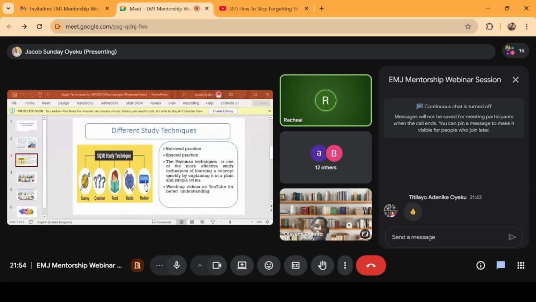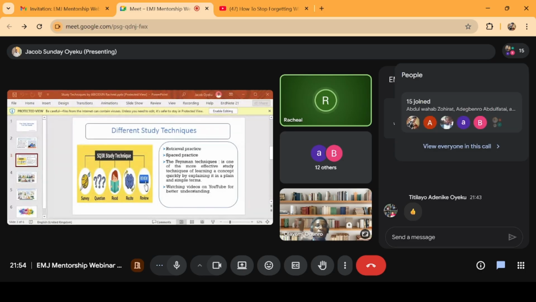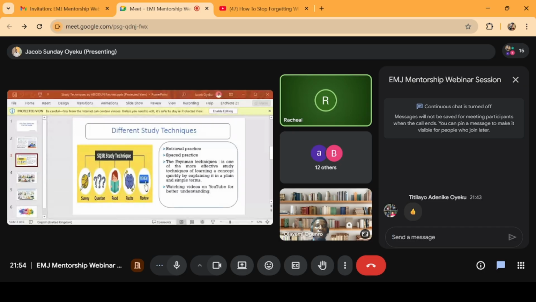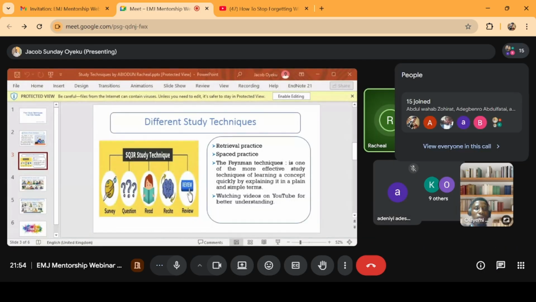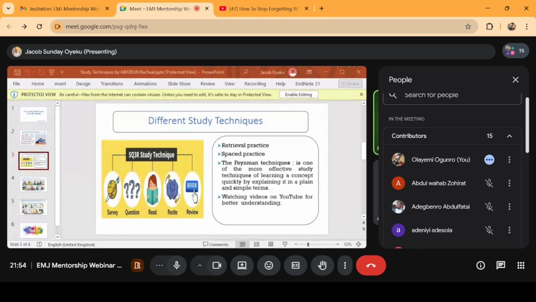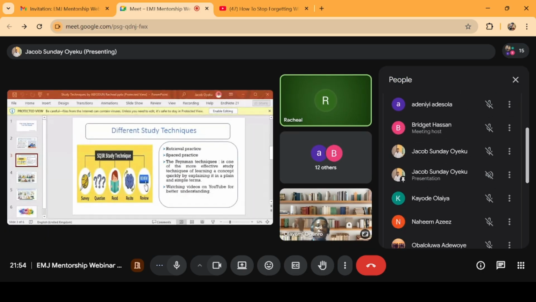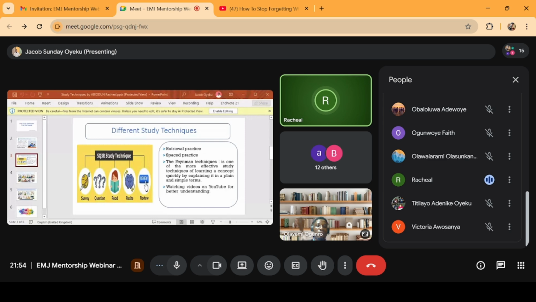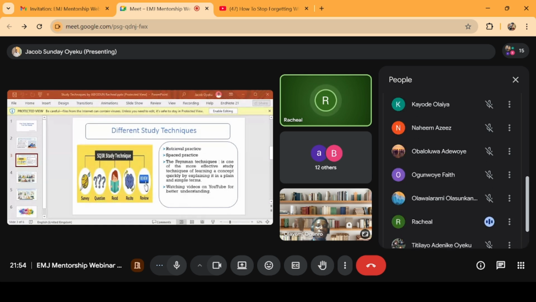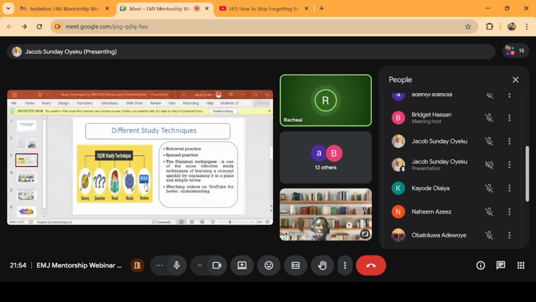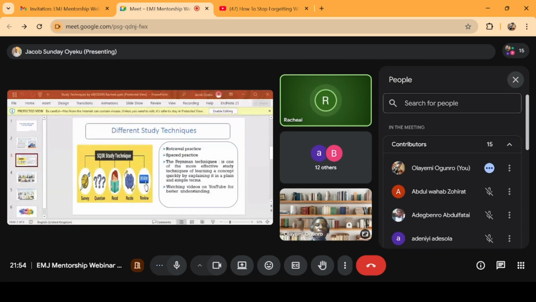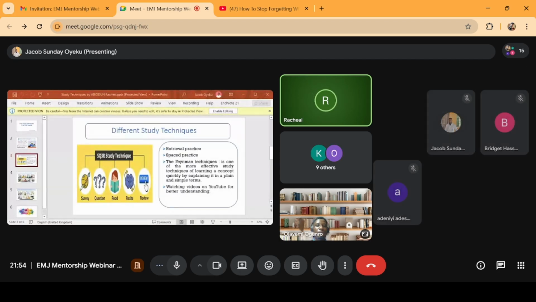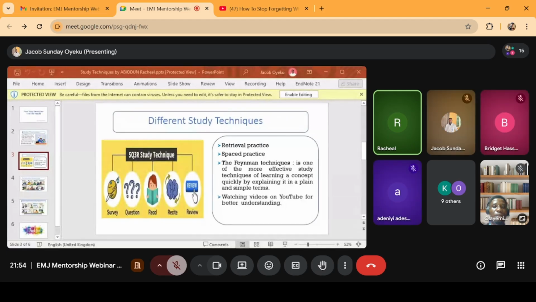Also the spaced practice. The example I used was tomorrow. This spaced practice is just saying that after I have read today, maybe on Wednesday I can sit down again. Those questions that I asked myself during the review in this SQ3R, I can now start asking myself those questions again. I've given it a time frame.